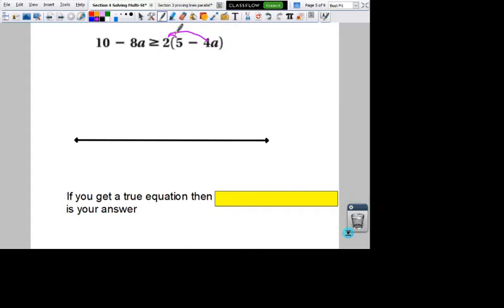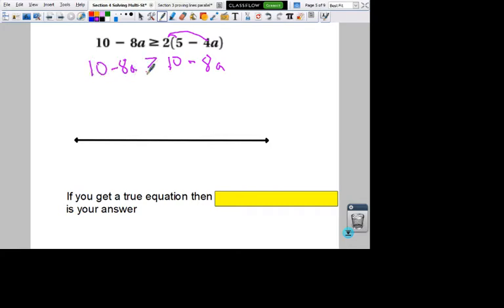Alright, so we're going to distribute this, and we're going to get 10 minus 8A. Let me go back. 10 minus 8A. I still have 10 minus 8A still.